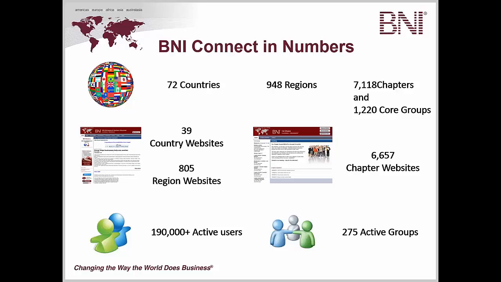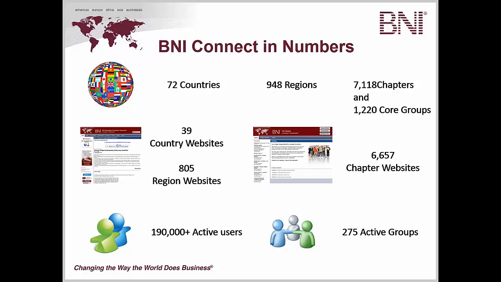So anyhow, here's some of the numbers about that. As I said, we're in 72 countries, 948 regions. We have about 7,200 chapters and another 1,200 chapters that are hopefully going to be launching soon. One of the powers of BNI Connect is that it takes advantage of all of the data that is input into the system for all of these members, all of these countries, all 180,000+ members worldwide, and we can then display them. Right now there's 39 country websites you may or may not be aware of. For example, for those of you here in the United States, BNIamerica.com is our national website, and your profile is part of that. We also have 805 region websites. For example, I'm a member here in the Rhode Island region, and in Rhode Island, we have a regional website.